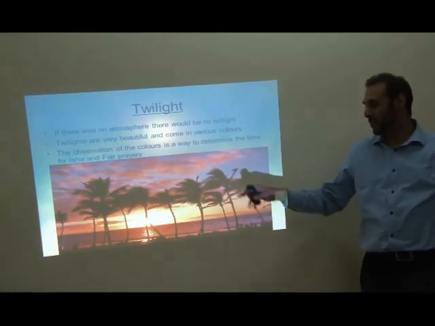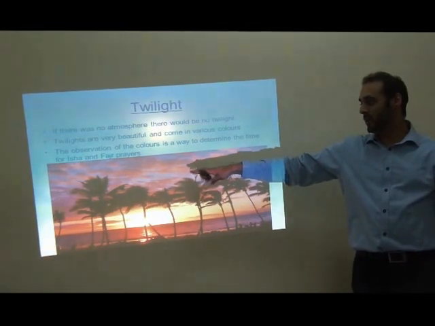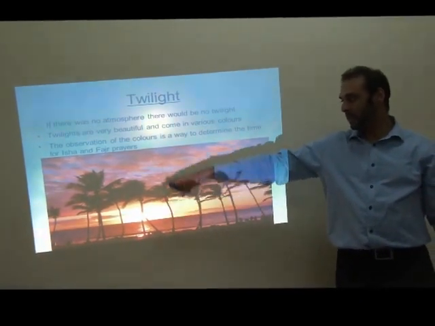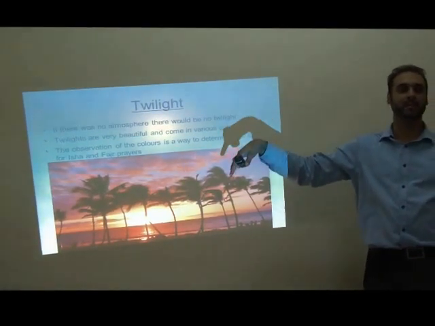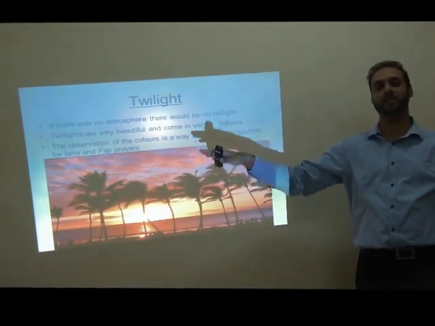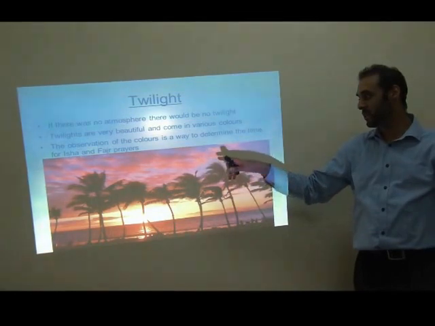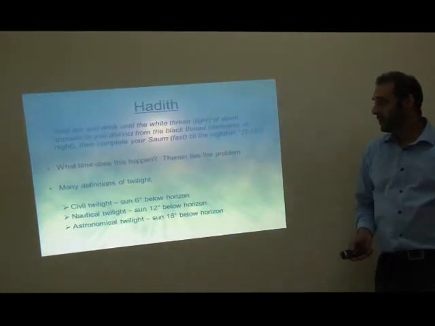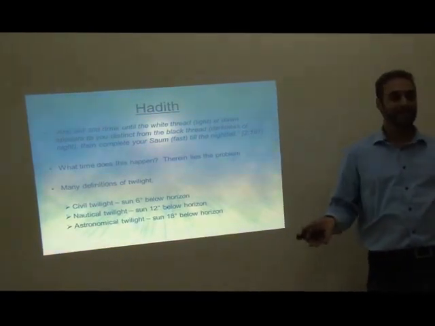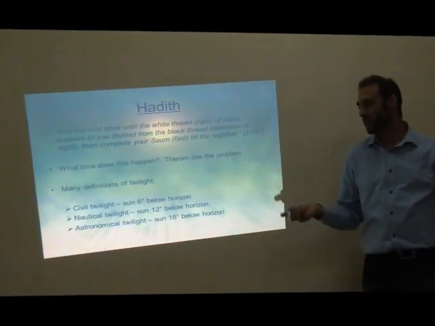Twilights are very beautiful, as you know. Straight after sunset, when the sun's about to go down, the sky becomes red. And as twilight descends, as the sun's solar angle depresses further and further below the horizon, that changes to white, and ultimately it'll disappear. So what time does this happen? This is where the problem lies. There's many definitions of twilight.